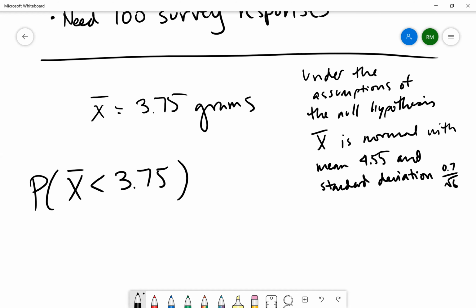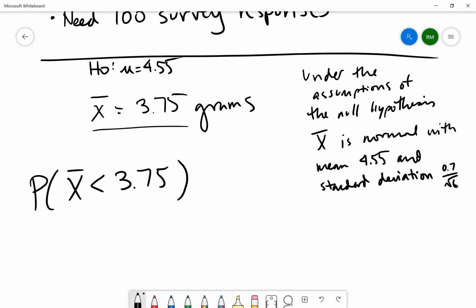Basically what this is asking is, okay, assume our null hypothesis is true. Assume the population of hummingbirds in this part of the Grand Canyon really is 4.55 grams. That's what the null hypothesis said. It said that the population mean really is 4.55 grams. If it is that big, what's the probability we got such a small sample mean? That's what we're going to calculate. And if this probability is too small, we're going to not believe that.